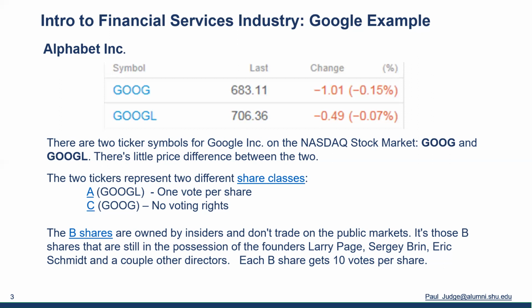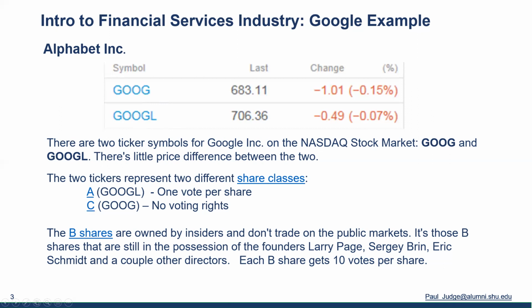Somebody says, I want to buy Google, and they go on the NASDAQ and they look up Google and they see GOOG and they buy that stock. It's a little cheaper. But they're buying the C issue if they buy GOOG, whereas if they buy GOOGL, that symbol, they're getting the A issue, which has voting rights. It's a different class of stock. So they're both common stock, but they're different classes. Now this can cause confusion.